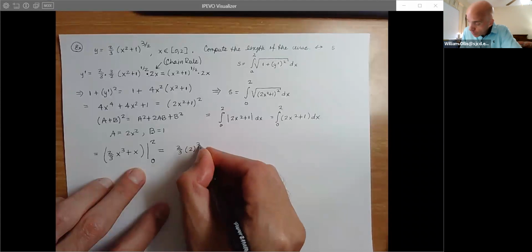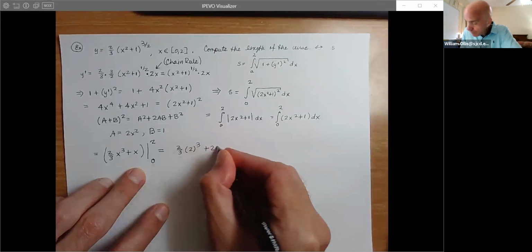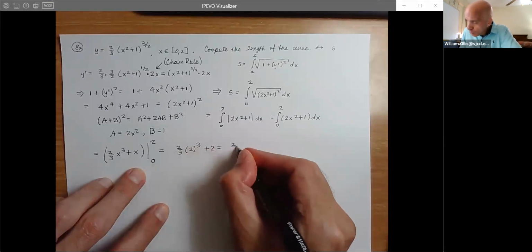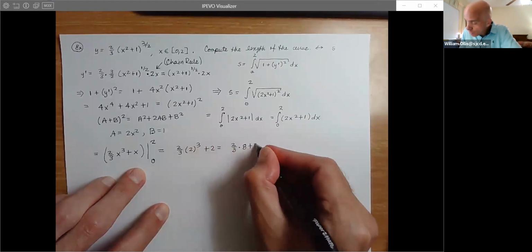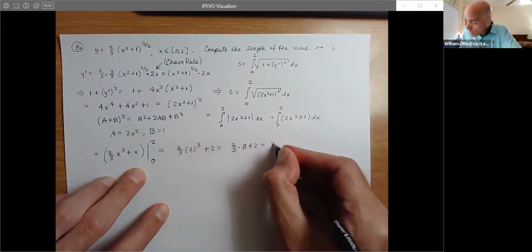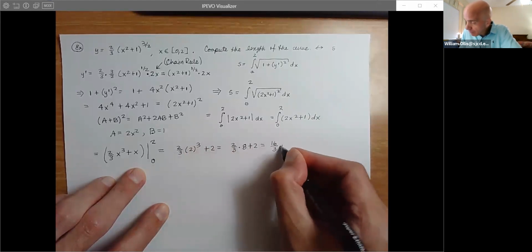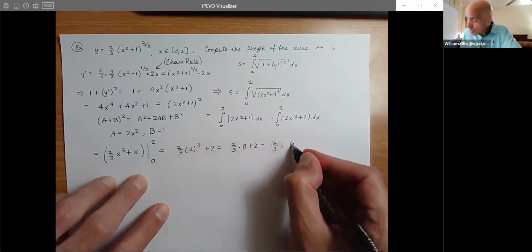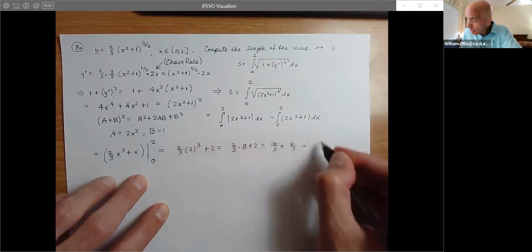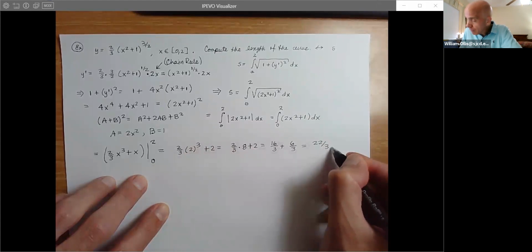2 to the third plus 2. So this will be 2/3 times 8 plus 2. So we have 16/3. And if you will, let's go ahead and write this with a 3 in the denominator. So this is 6/3. So that'll give us 22/3.